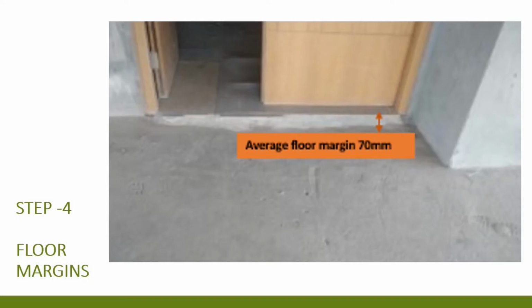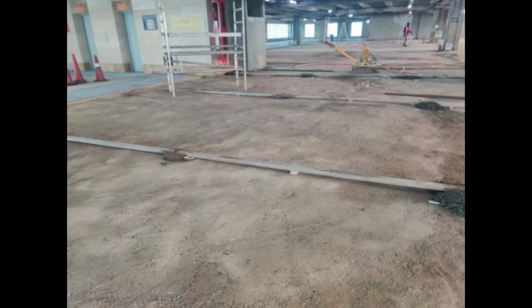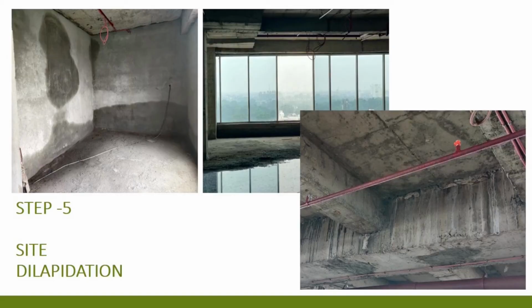Step 4 is to check the floor margins. This may seem very trivial but is very critical. If you're planning to run underfloor services, for running electrical raceways, an ideal margin of 100 mm should be there. Otherwise, you will have problems such as floor cracks later in the project. Step 5 is to check the dilapidation status of the site.